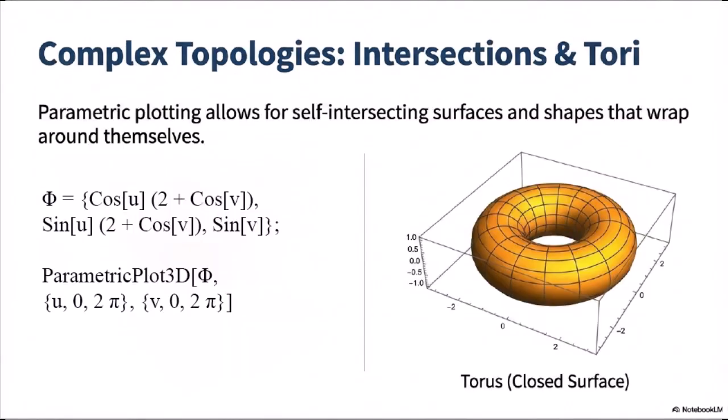And with the ParametricPlot3D command, well, you can create things like this, a perfect torus, or donut shape. And remember, this wasn't some 3D model we just loaded in. This shape was born directly from a set of equations that defined every single point on its surface. It's pure mathematics made visible.